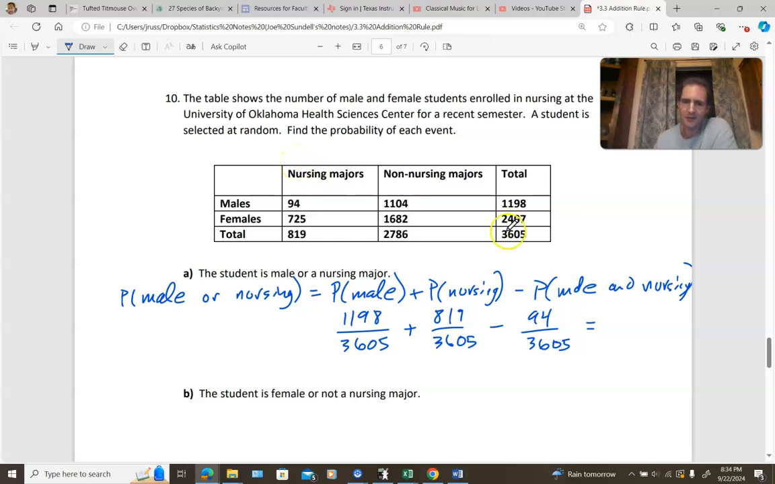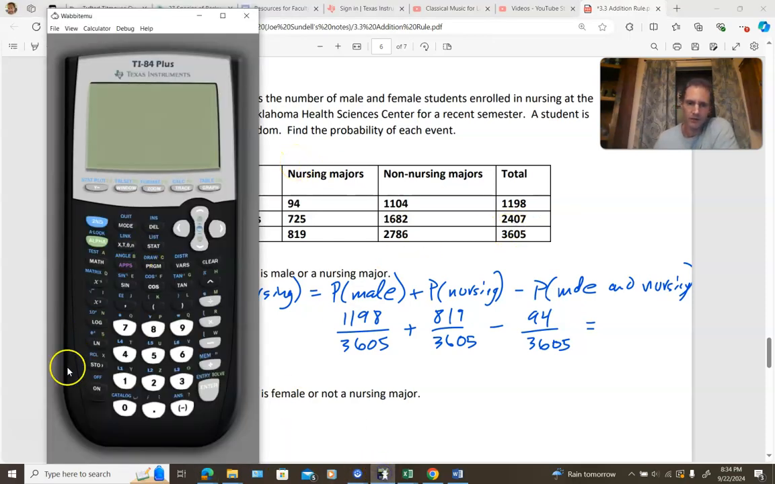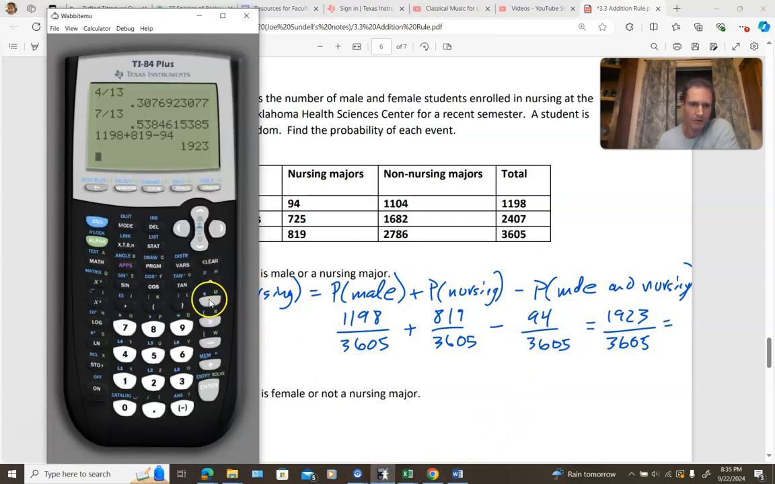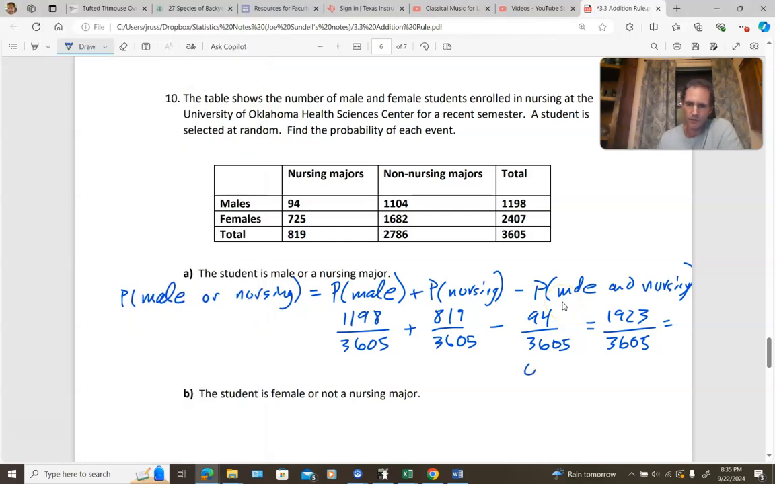All right, okay, so let's do this in our calculator. 819, we'll subtract off. In our numerator, we're going to get 1,923 out of 3,605. And then we'll go ahead and find that decimal. All right, so for 3 decimal places, this would be 0.533.